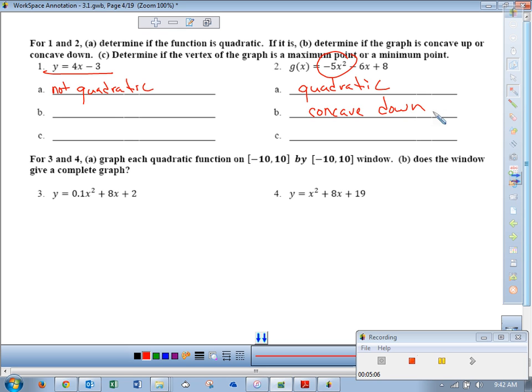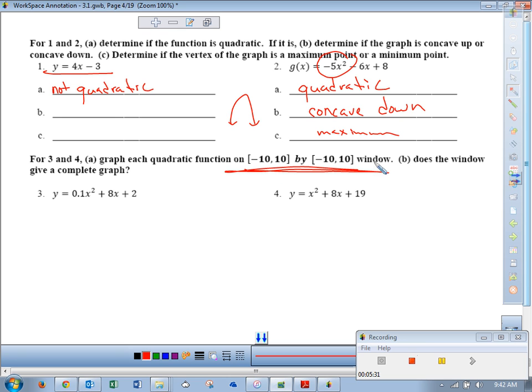If it bothers you, it's like, man, I don't know. Didn't you just say that this parabola opens down? Make a little sketch. There's a parabola that opens down. Does it have a minimum or a maximum point? Maximum. Pretty simple. Cool? For 3 and 4, graph each quadratic function on your standard window, right?